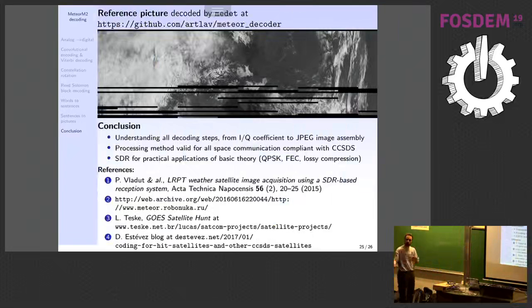Go through the paper. The paper is actually about 50 pages long at the moment and increasing. But I'm trying to put every detail about the process from IQ coefficient all the way to the JPEG image.